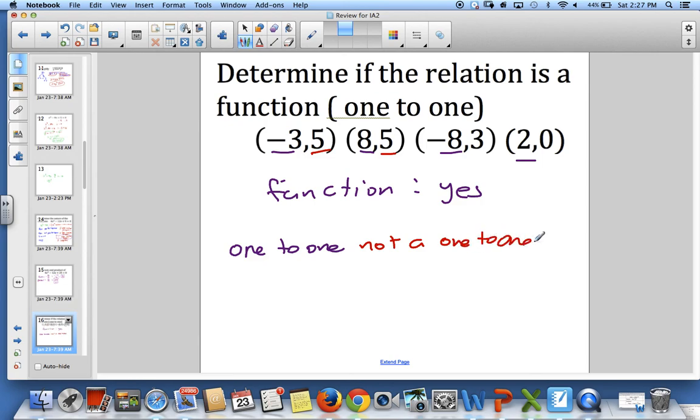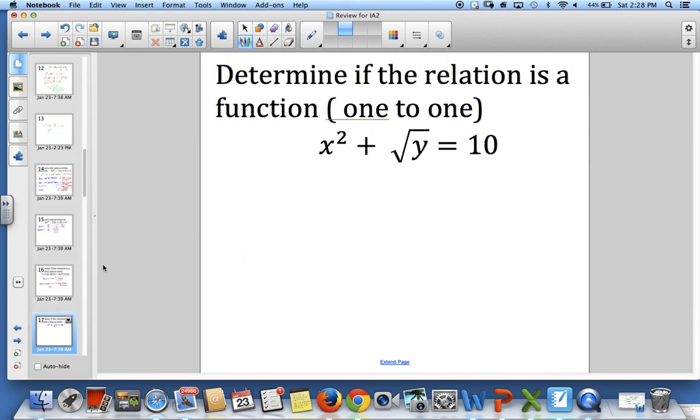So it depends on what's being asked of you. If it just says, is it a function? Yes, it's a function. Is it a one-to-one function? No, it's not. Okay. Now that was the method with ordered pairs. Now we're going to look at it with equations.